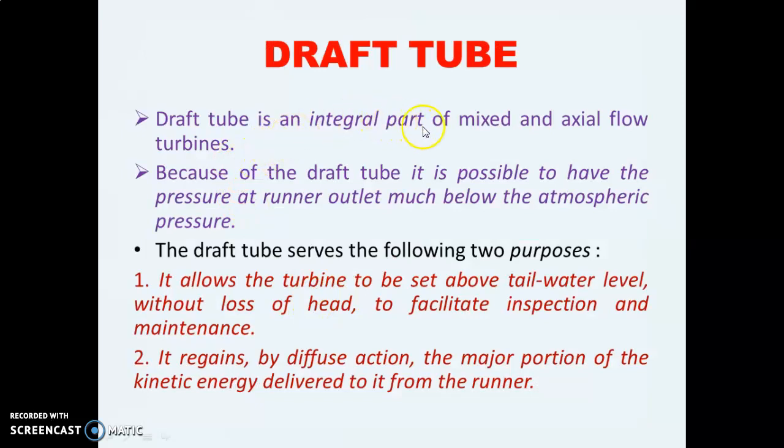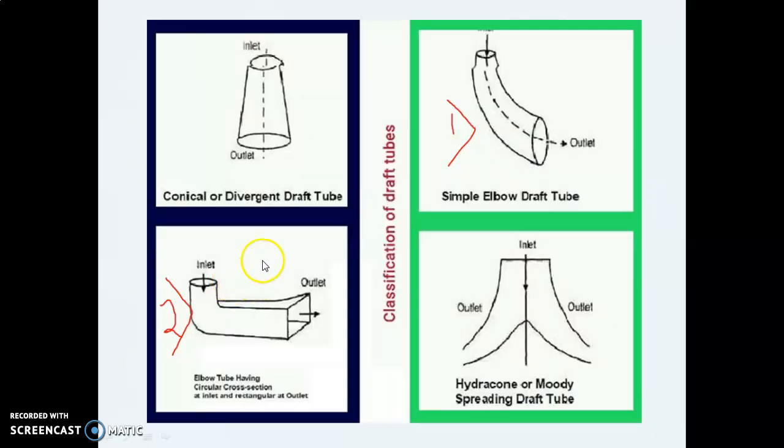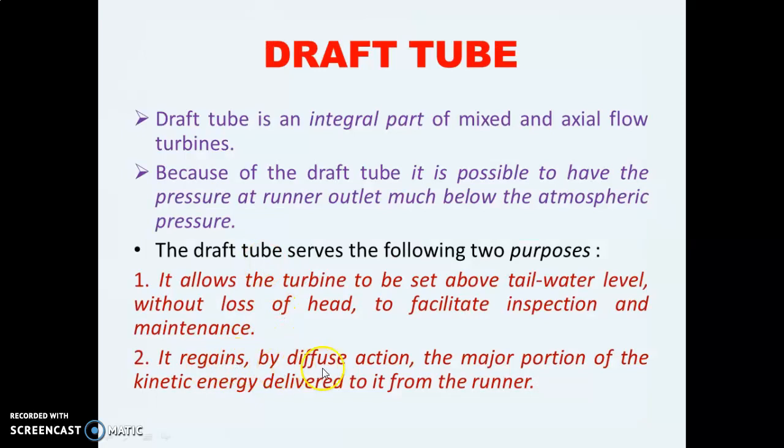Now, the draft tube is an integral part of mixed and axial flow turbines, that is, of Francis and Kaplan turbines. Because of the draft tube, it is possible to have the pressure at the runner outlet much below atmospheric pressure. The draft tube serves the following two purposes. It allows the turbine to be set above tailwater level without loss of head, to facilitate inspection. And second, it regains by diffuser action the major portion of the kinetic energy delivered to it from the runner.